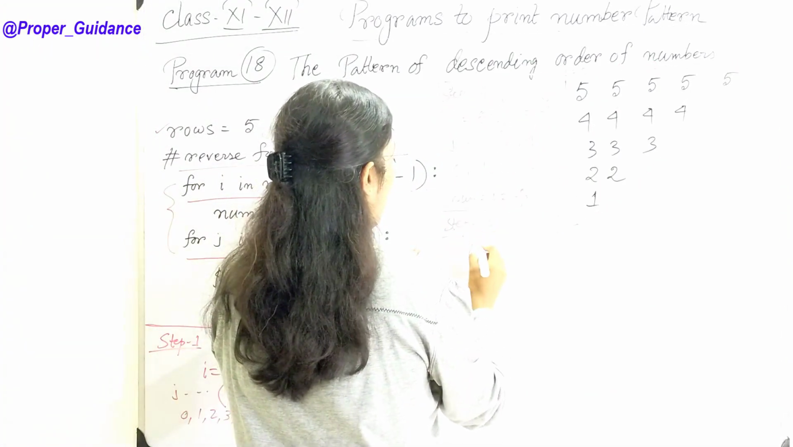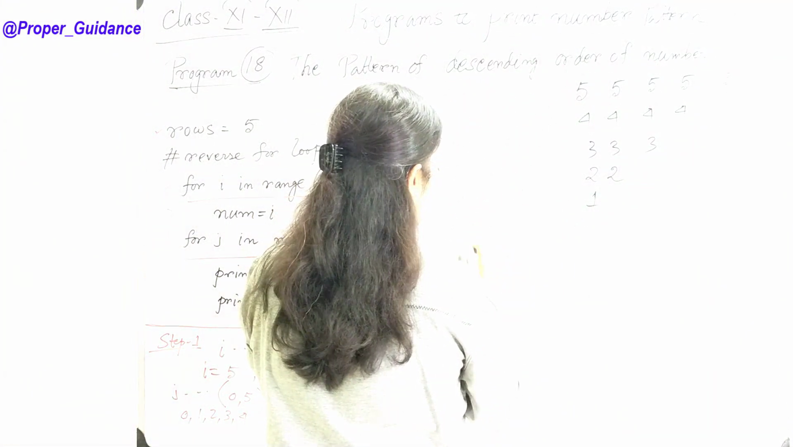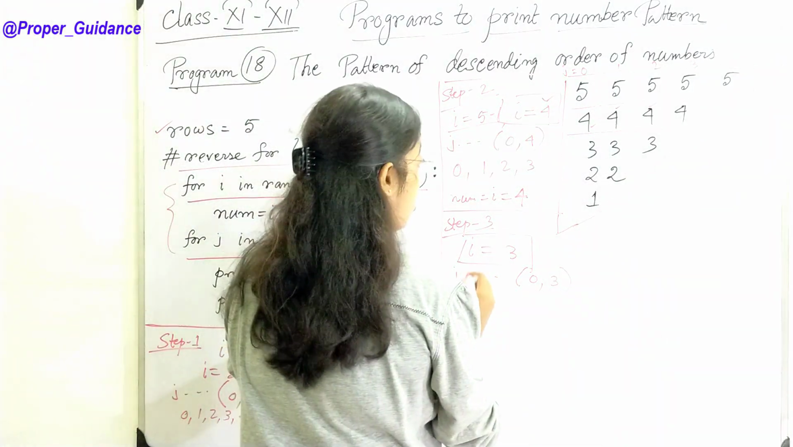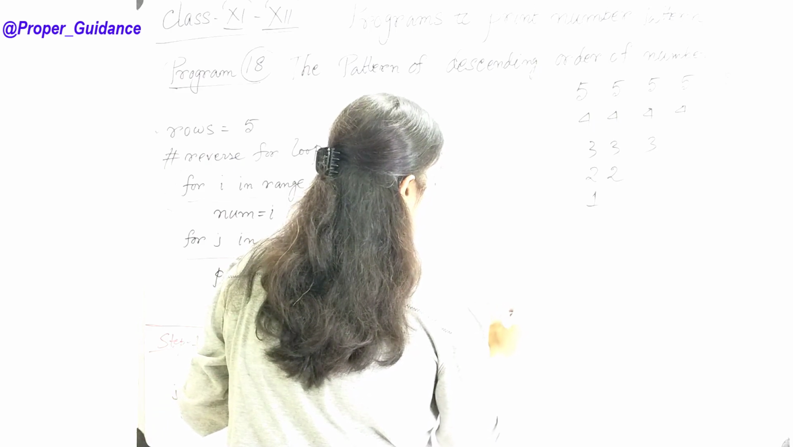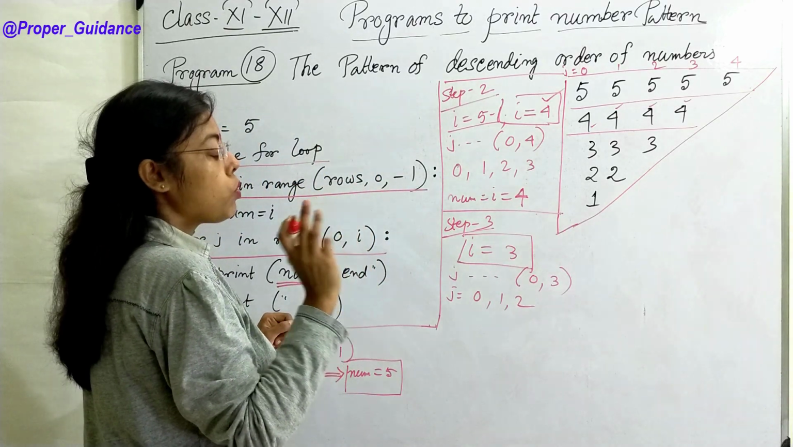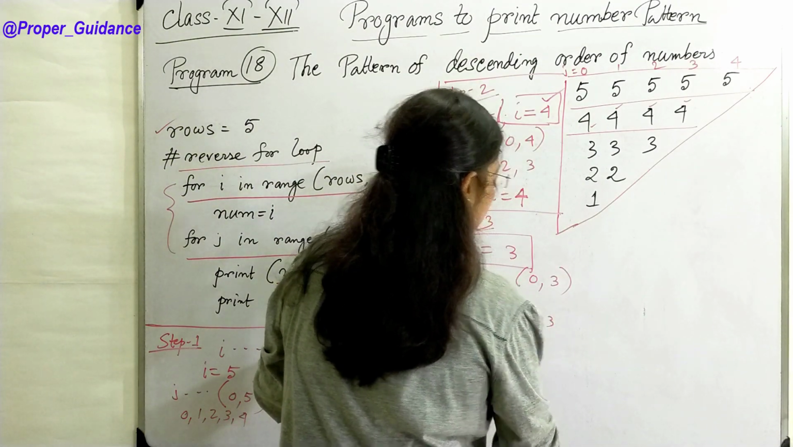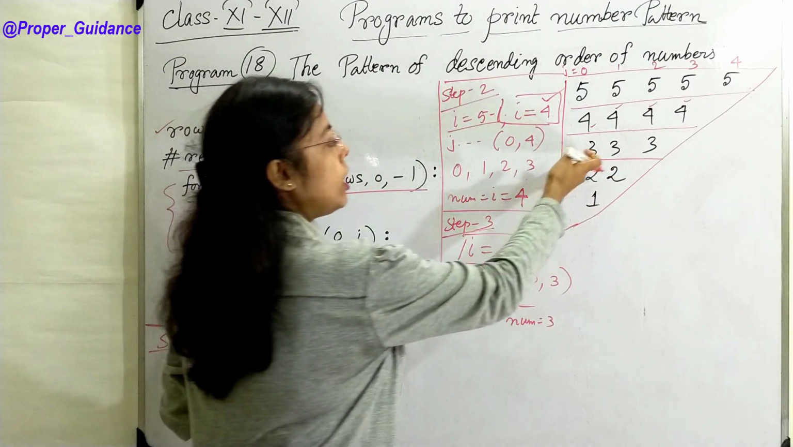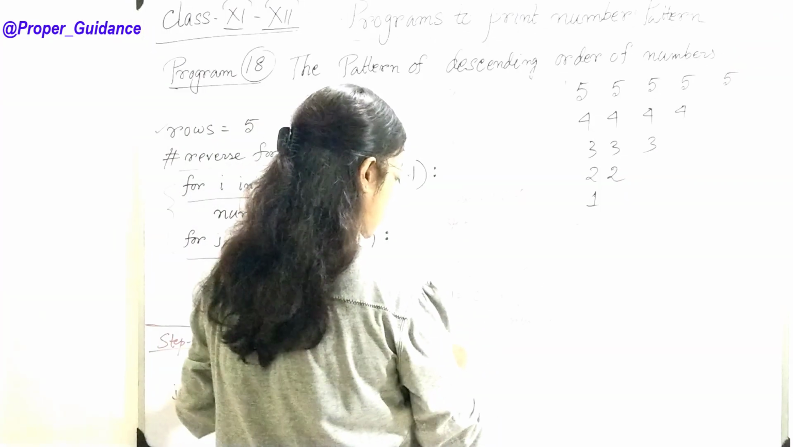Then step 3. In step 3, i will be decreased by 1, and again we get i equals 3. That's why j is ranging from 0 to 3, and we get the values for j equals 0, 1 and 2. Three times it will print num. And what is the value of num here? Num equals 3. So we get this line, the third row, where num is printed 3 times and its value is 3.